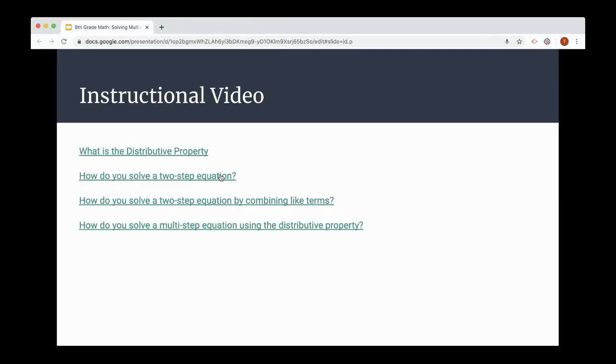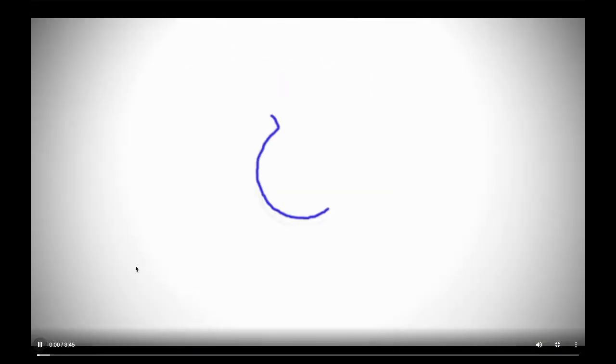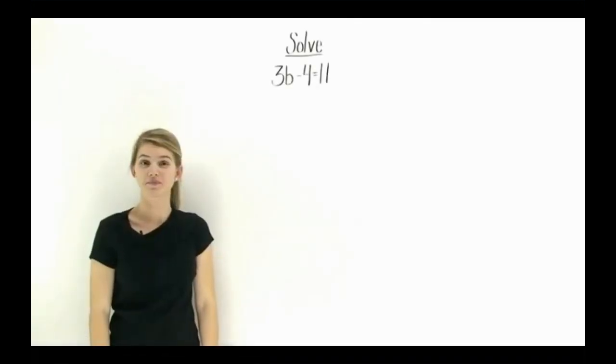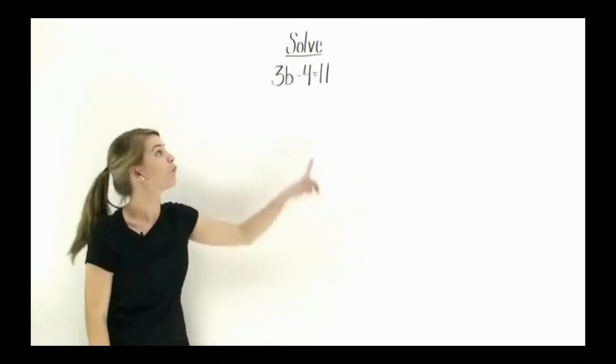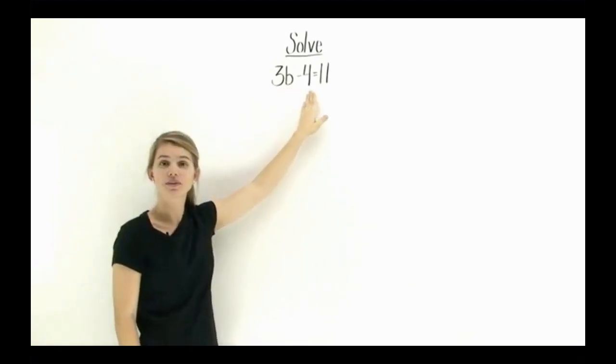All right, and let's look at the second video here about solving a two-step equation. Solve for B. In other words, what value for B will make this equation true?